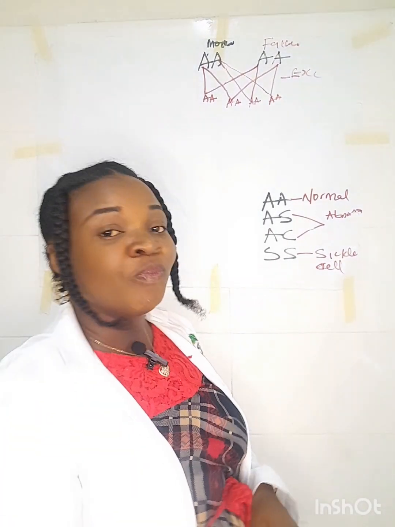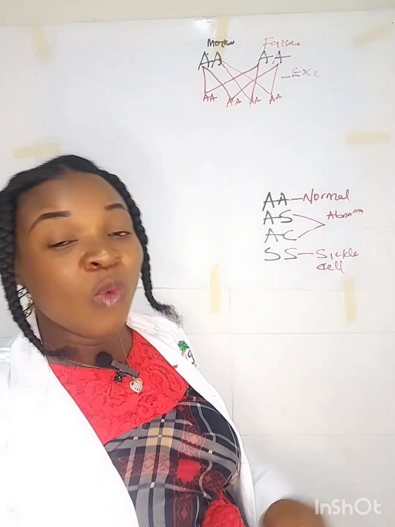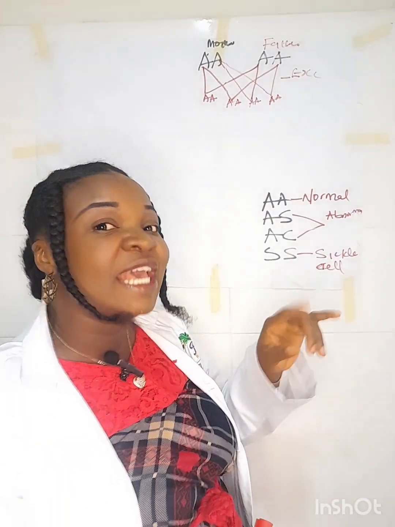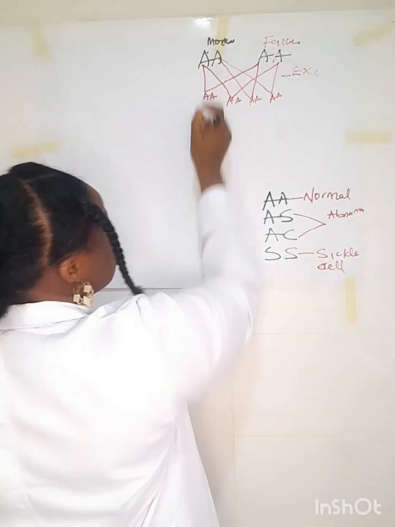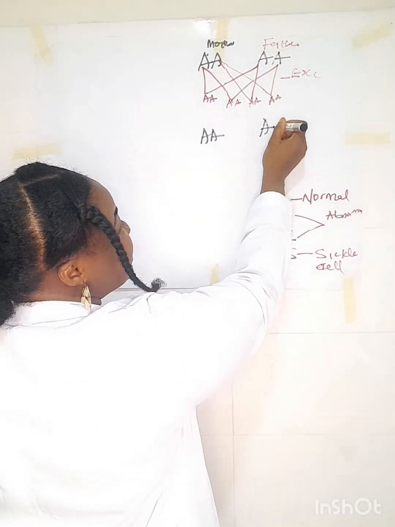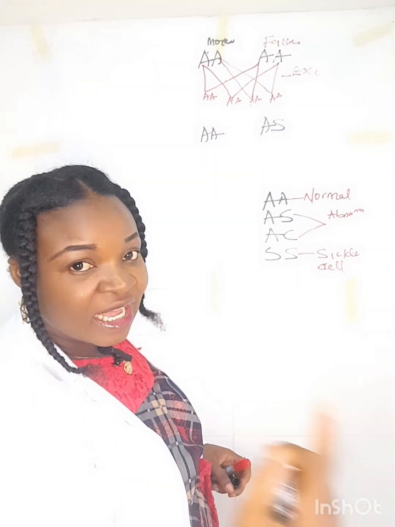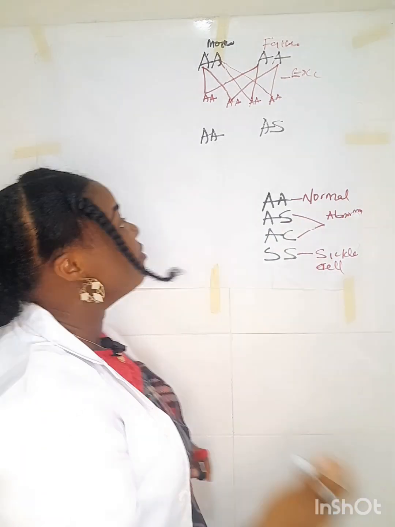Now let's go. Assuming one of the partners is AA while the other partner is AS. Let's do the combination so that you see. Now, this is the mother still. The mother is AA and the father is AS. This could be vice versa. The mother could be AS and the father is AA. You still get the same result.